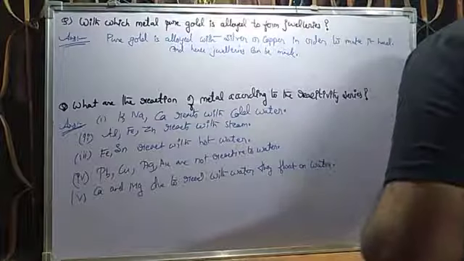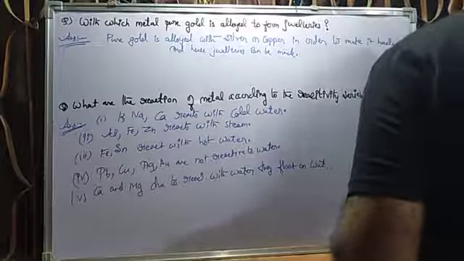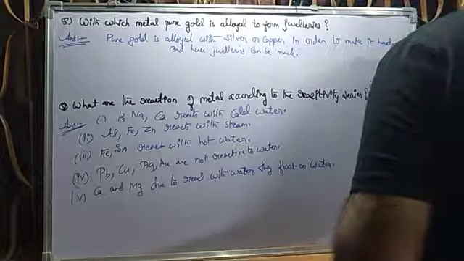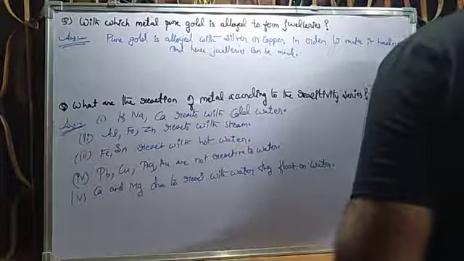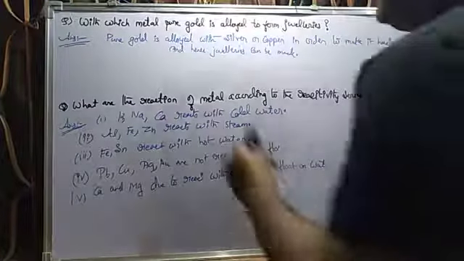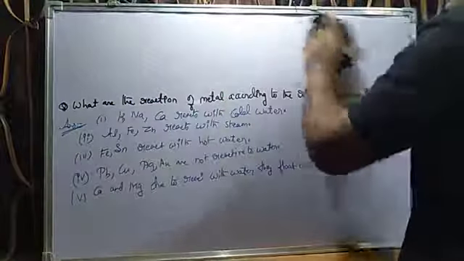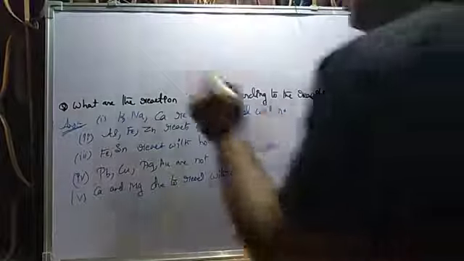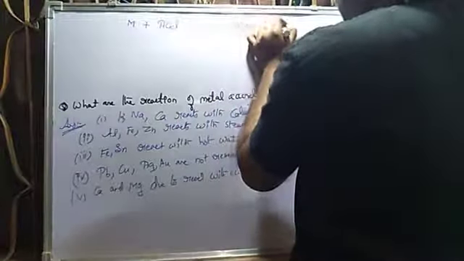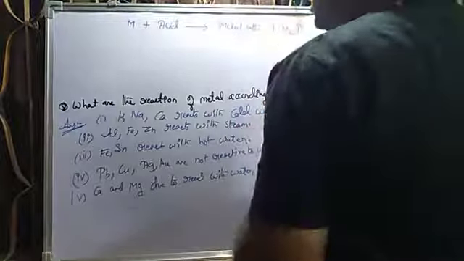Next, we can discuss some of the properties of metals reacting with acids. We know that when metals are reacted with acids, what happens here? Metals react with acids to form metal salts with hydrogen gas.